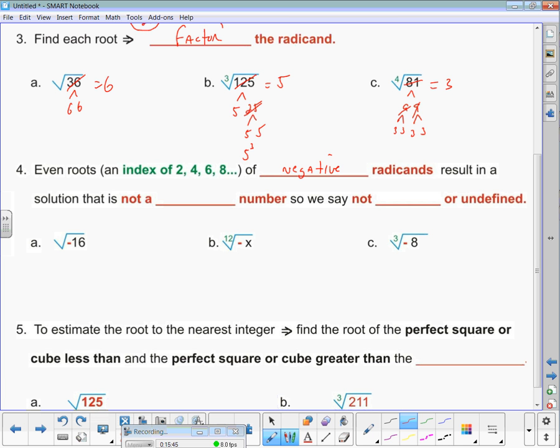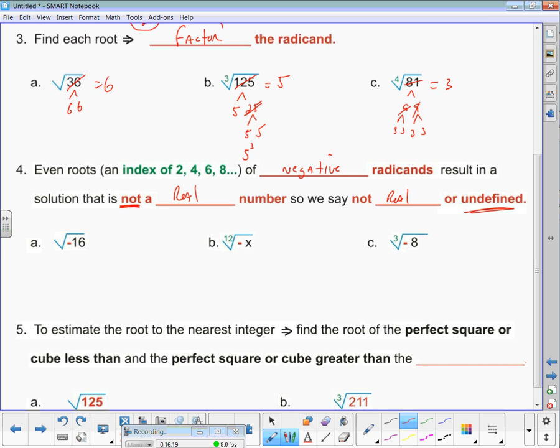Even roots of negative radicands result in a solution that is not, underlining not, a real number. So we say not real, or we could say undefined. Here's the reality. When you get to Algebra 2, we're going to teach you about imaginary numbers. Hey, they're not real, are they? They're not. They're imaginary numbers, and we'll be able to figure out even roots of negative radicands. But for right now, we're just saying undefined.